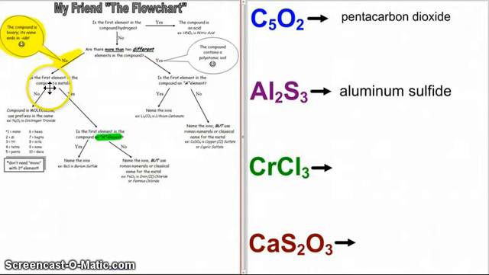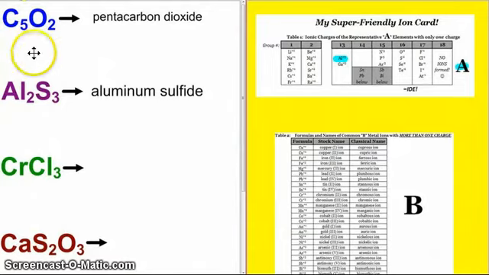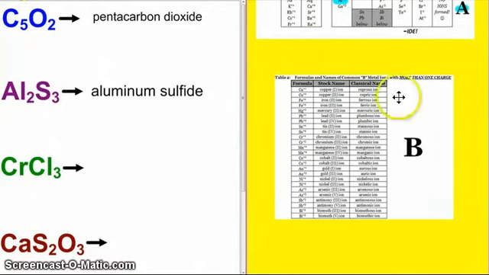Is the first element a metal? Chromium. Might think of chrome bumpers, but yes, chromium is a metal. It's a transition metal in the middle of our periodic table, number 24. So yes, it's a metal. Is it an A element? Well, again, we have to check our super friendly ion card. And when we do that, we see chromium is down here, and chromium is in the B section. So it is not an A element.